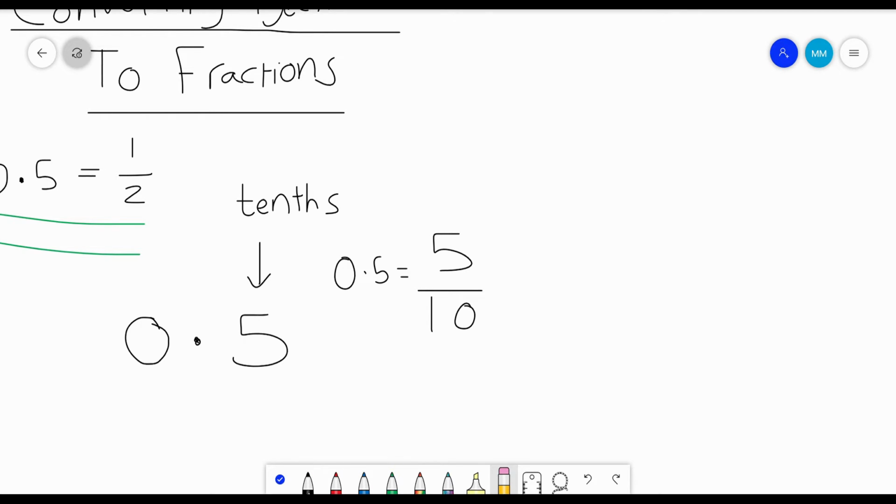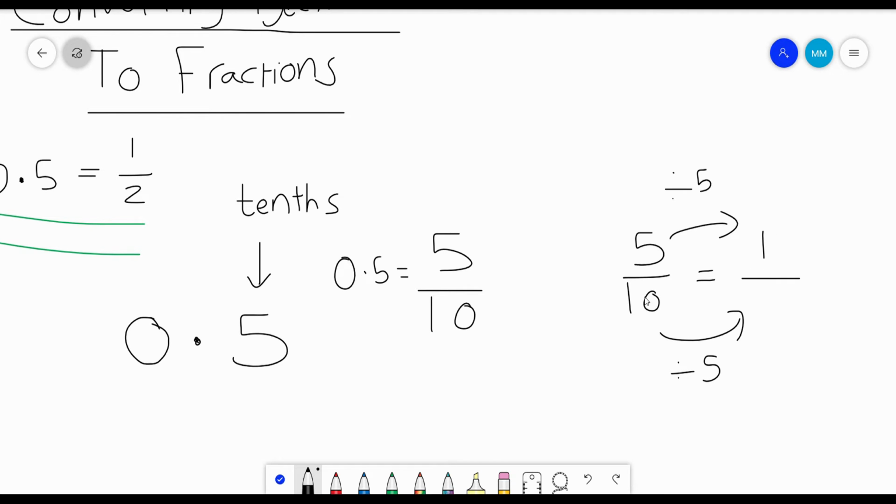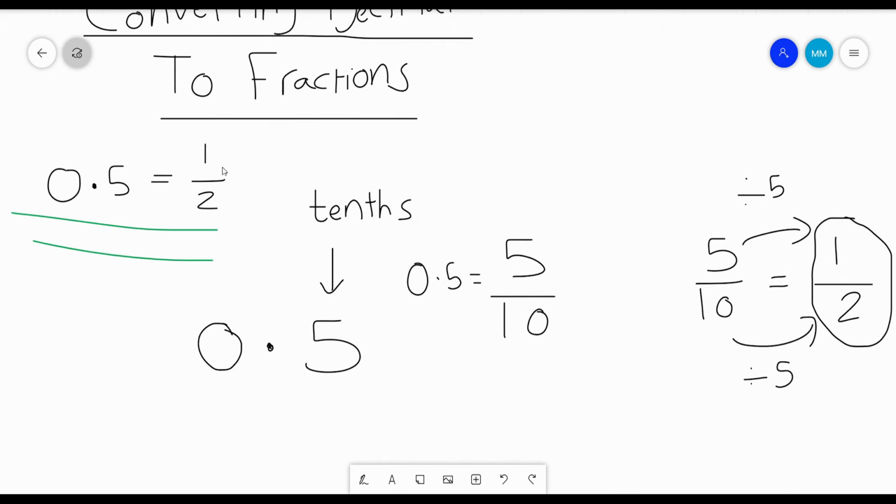So let me move this to one side. 5 over 10, we can divide top and bottom by 5 because both numbers are in the 5 times table. 5 divided by 5 is 1, 10 divided by 5 is 2. And this is the answer that we eventually quote, which is why 0.5 is a half.